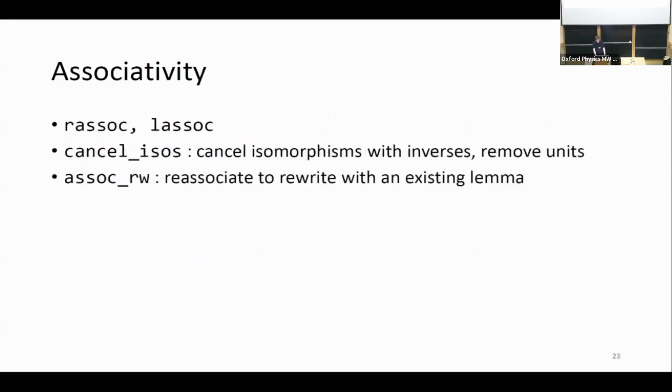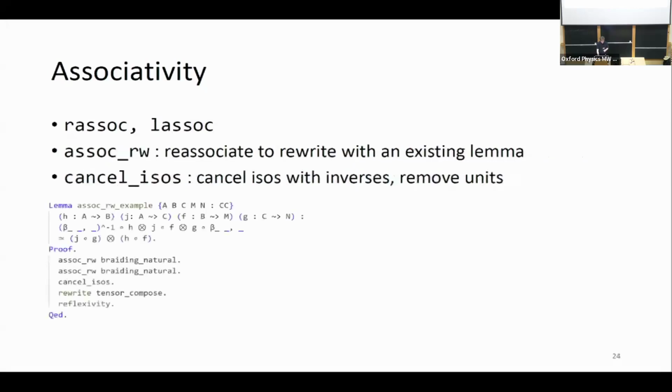So for a first example, some things to help with associativity. RSOC, LSOC: right associate and left associate the goal. Very straightforward. Cancel isos cancels isomorphisms with their inverses, and removes units. All very straightforward stuff, but nice to have around. ASOC rewrite is the one that's particularly interesting. It will try and rewrite using a lemma, but up to associativity. So let's look at what that means.